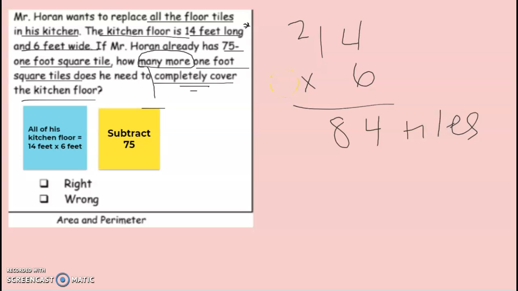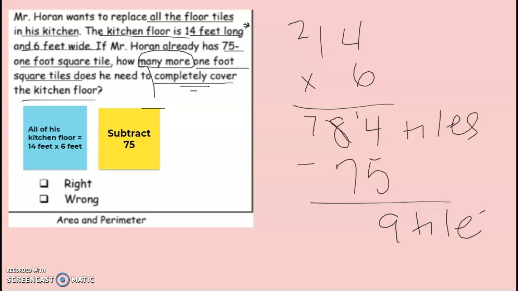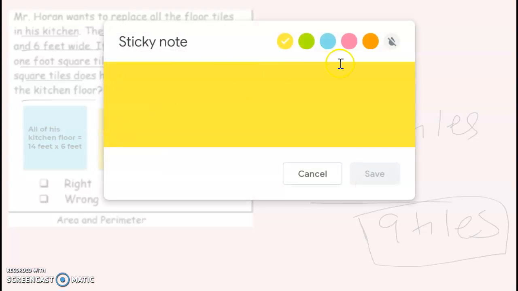Okay, and then we're going to subtract 75. Alright, so we're going to regroup. This becomes a 7, this becomes a 14. And 14 take away 5 gives us 9. 84 minus 75 is 9. So the answer is he needs 9 more tiles. Let's write that down.